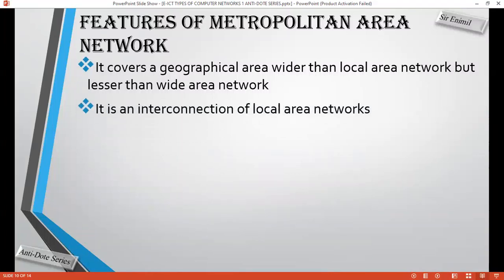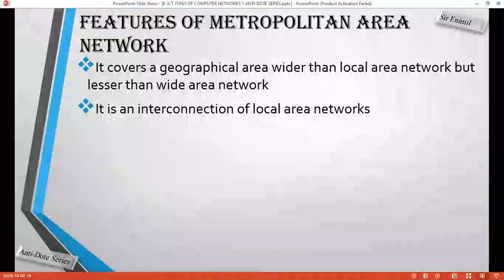It is an interconnection of local area networks. Yes, so to get a metropolitan area network, you have to connect what? Plenty of local area networks together. It means that one organization will have its own network. The second organization in the same city or town will also have its own local area network. The third organization in the same city or town also has its own local area network. And then all of these three local area networks will be put together to form what? A metropolitan area network.